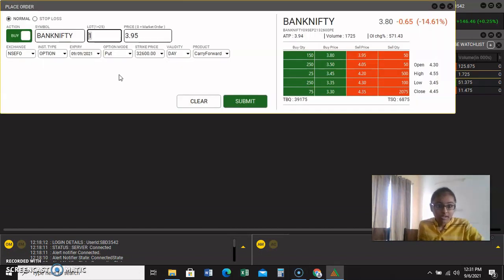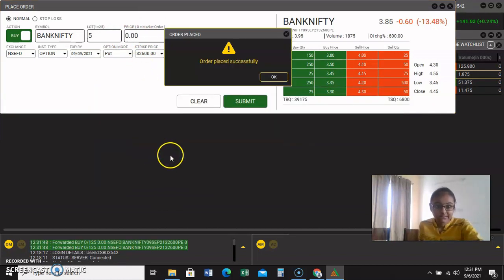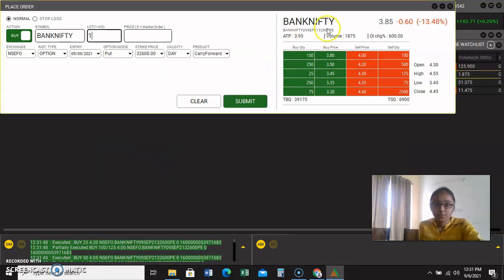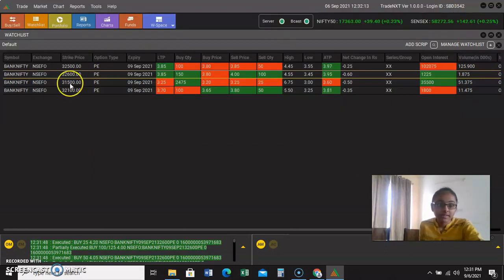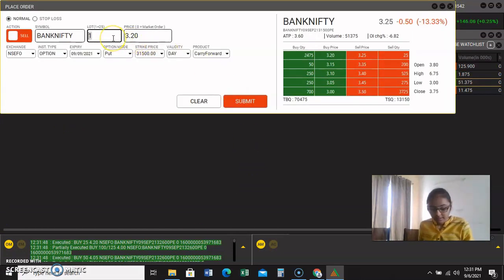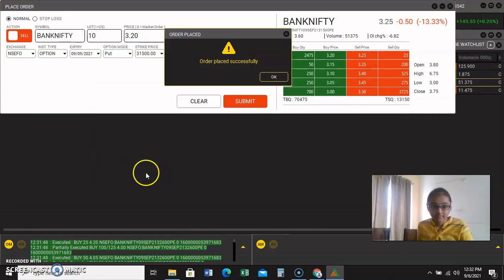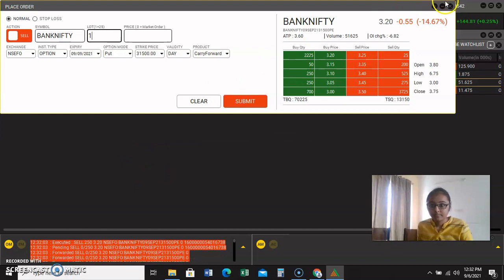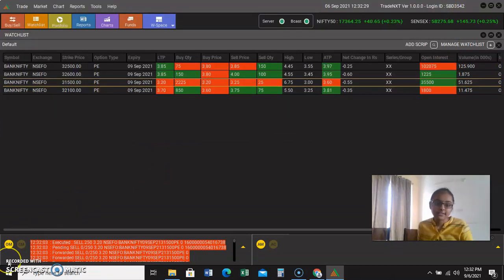So I'm going to buy Bank Nifty 5 lot. The order is executed. And now I'm going to sell 31,500 put 10 lot. This order has been executed.